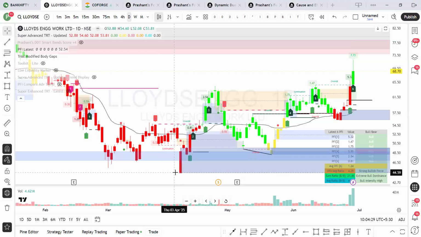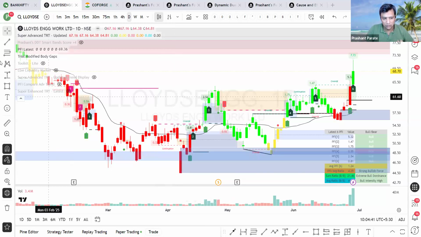Sir, what is I start entry? I start entry is a special entry pattern which we see, and it is an institutional entry in my principles. It is gap up open and previous day's highs crossed.